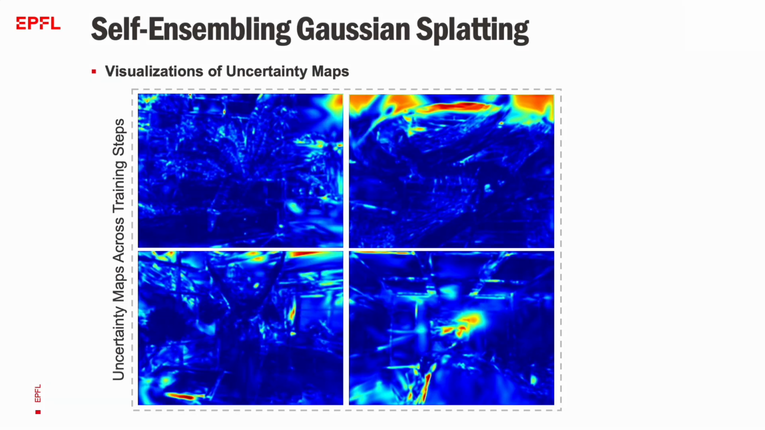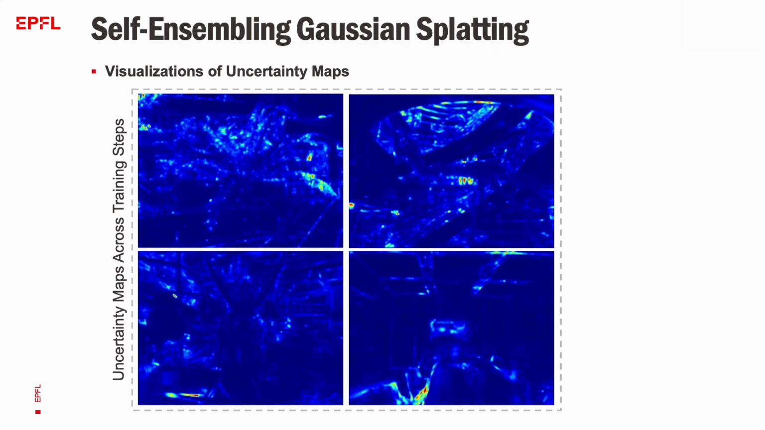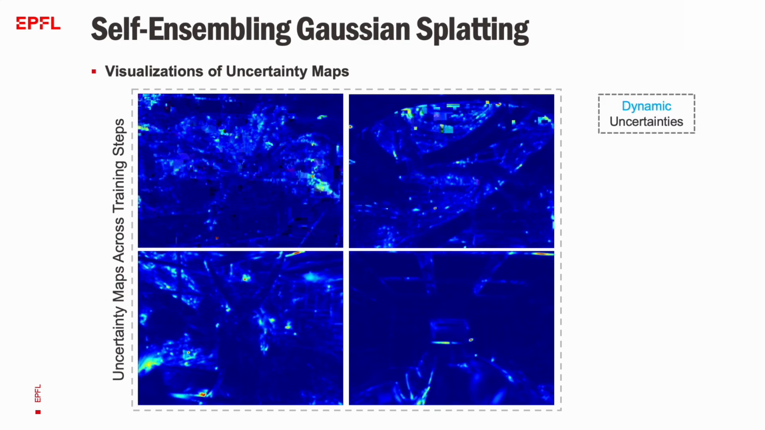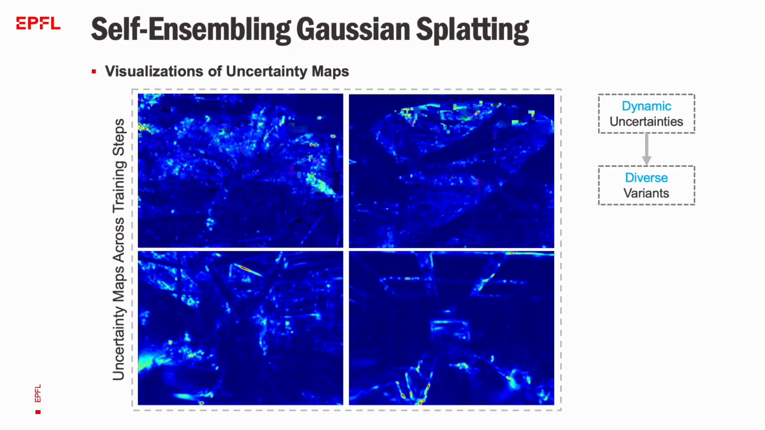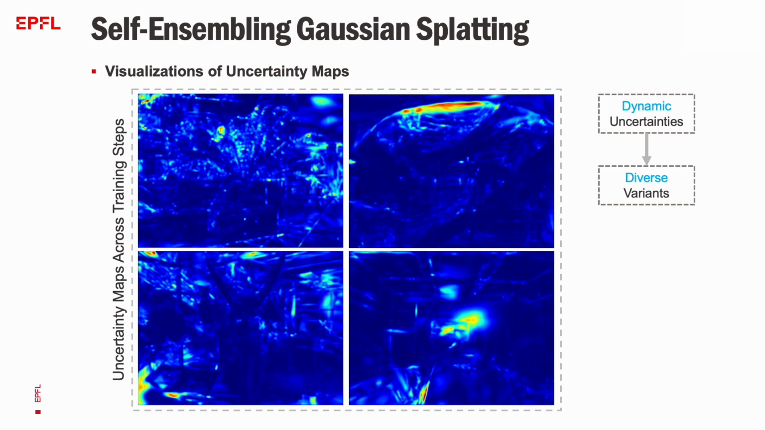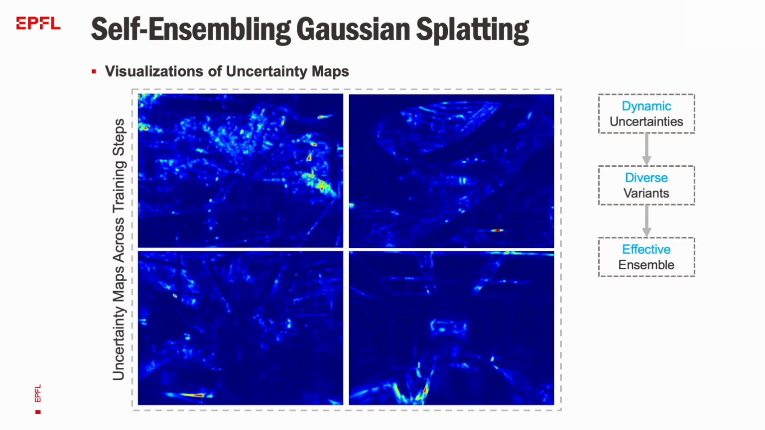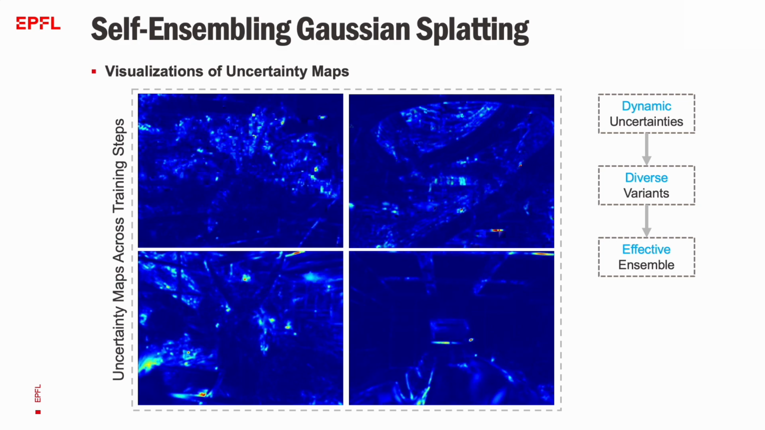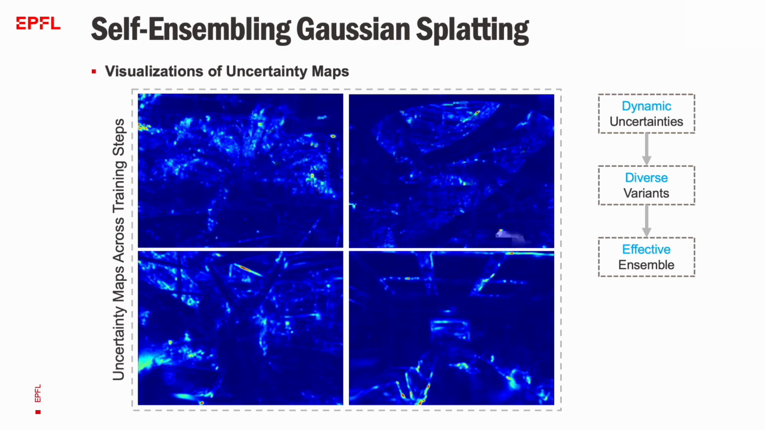Here I am showing the update of uncertainty maps across different training steps. Our method introduces dynamic uncertainties, thereby creating diverse variants. This ensures the effectiveness of the following ensemble learning.